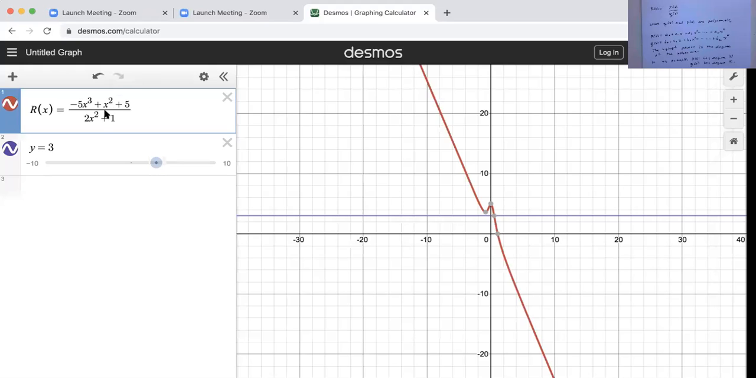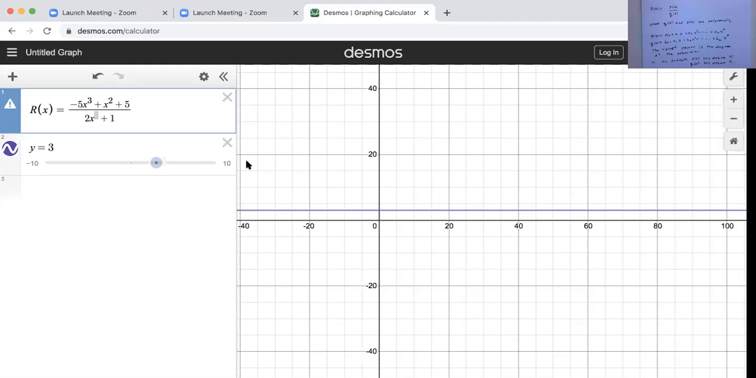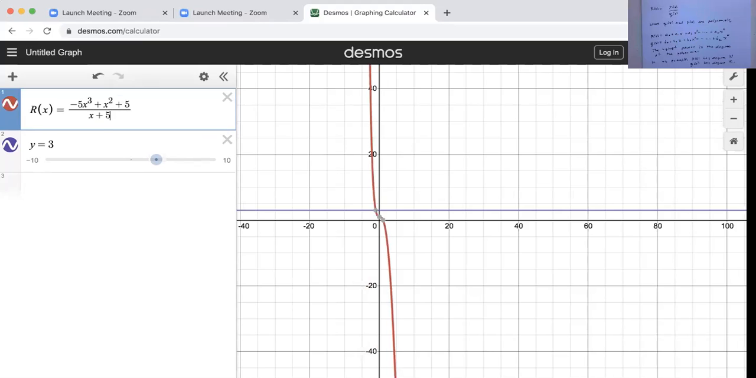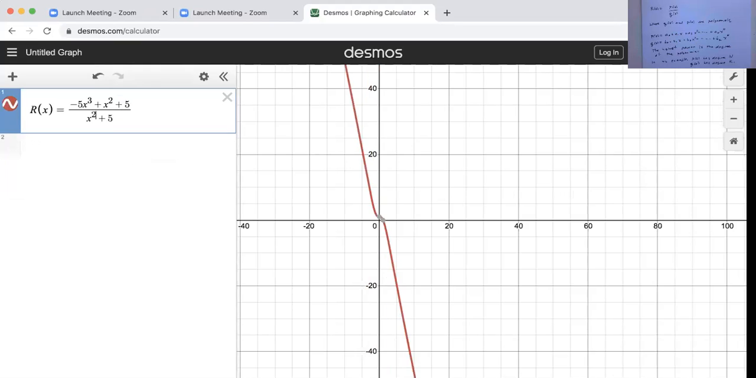So right now it's 1 higher. If I change it, the degree of the top is 3. Now the degree of the bottom is 1. Something strange is happening here. I'm not sure what that is. X plus 5. Okay, so you can see that there is no slant asymptote here. Although if I make it x squared plus 5, then they're going to be a little difficult to see.